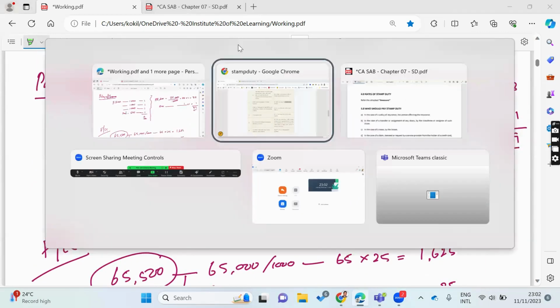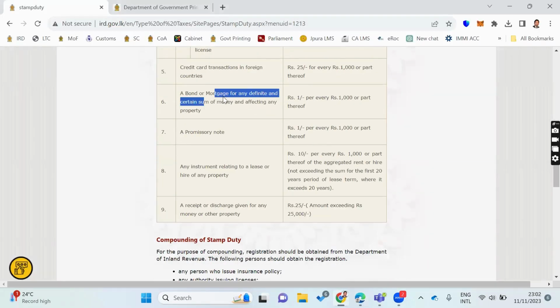Then there are many instruments like that. Here, if you take a bond or mortgage, 1 rupee for every 1,000 or part thereof. Promissory note is also the same, like we discussed. Lease is also the same, 10 rupees for every 1,000 or part thereof.